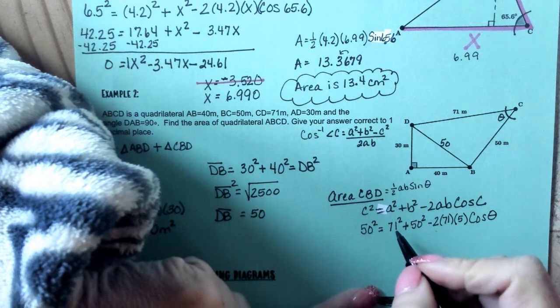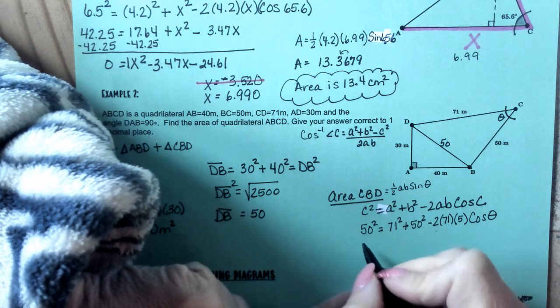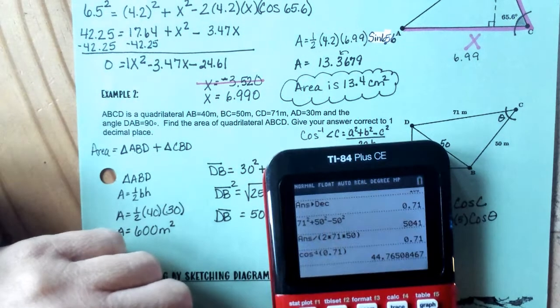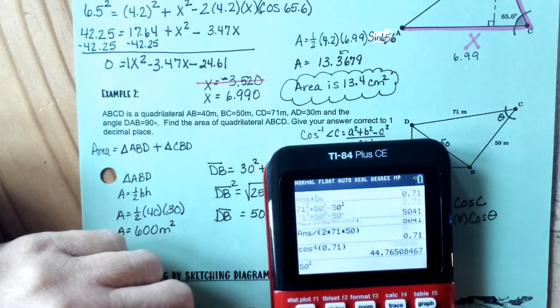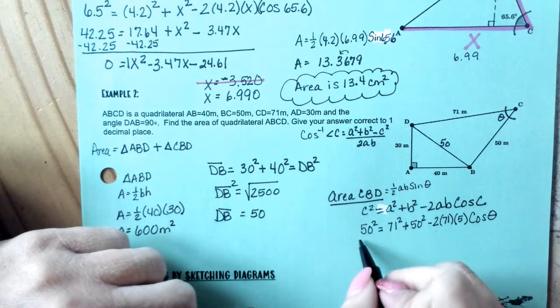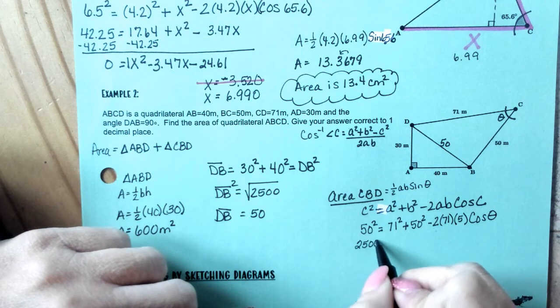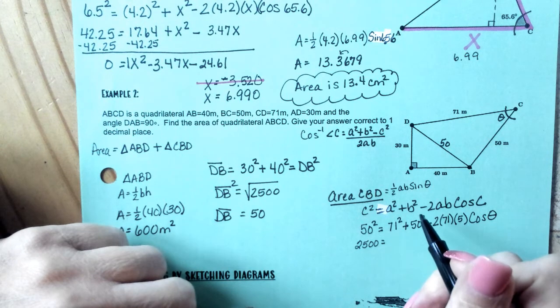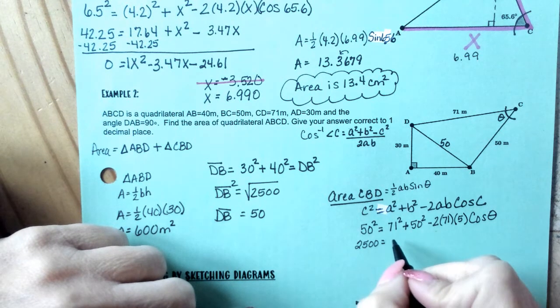Okay, so we're going to have 71 squared, 50 squared. So let's see, 50 squared will be... I actually didn't do that in my homework. 2,500. I should have known that. We just did that. Sometimes you forget. Let's see, 71 squared plus 50 squared. I'm going to go ahead and do that math.